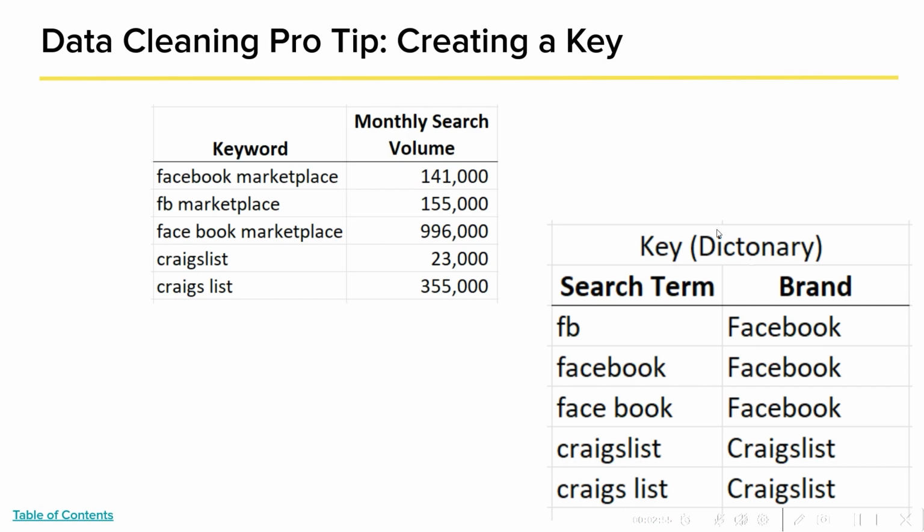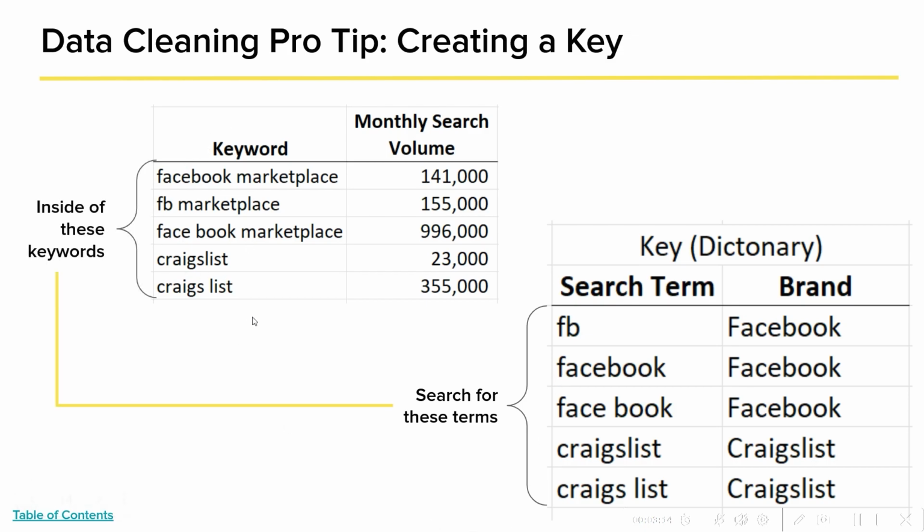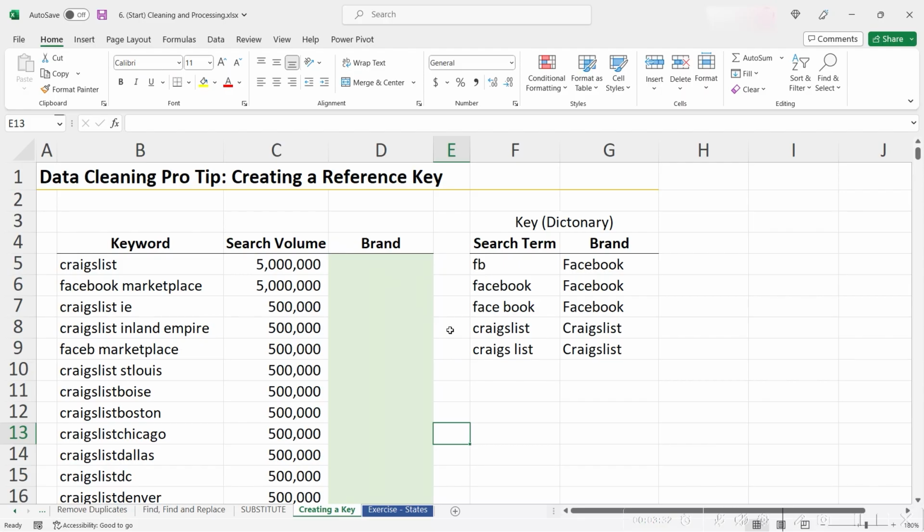So if we look over here on the right, this is my key or my dictionary. What I created was a list of search terms or things that I look for inside of the keywords. And the goal is to search for these terms, the search terms, inside of these keywords. And using that lookup function, return the correct brand to each row of this data here on the left. Okay, how exactly would we do this? Let's go ahead and flip over to our spreadsheet for this section where we can practice this.